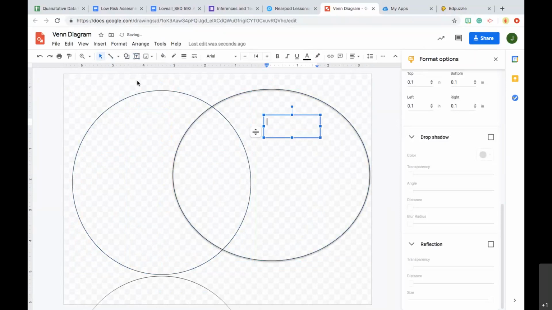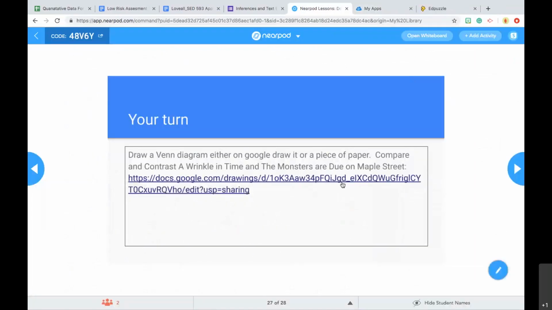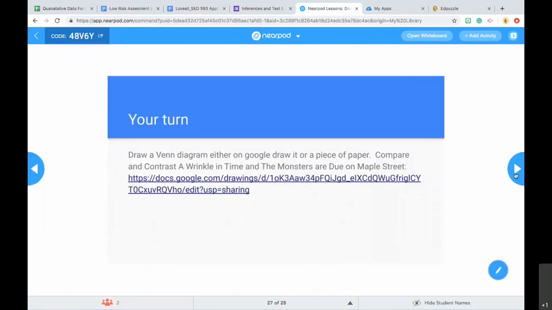And label them up here, A Wrinkle in Time, Monsters Are Due on Maple Street, above the circle. And then the similarities you would throw in the middle. So if they both have an element that's similar, you're going to put it where the circles connect. So again, this is a Venn diagram. This is one of the easiest ways you can visually see how something is similar and how something is different. So I'm going to pause and let you take the time to fill out your Venn diagram.